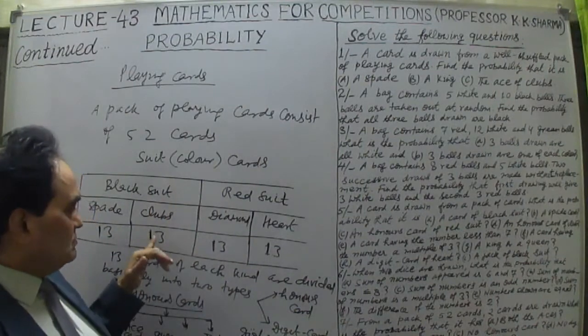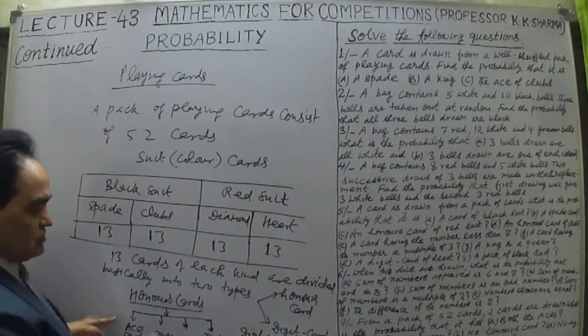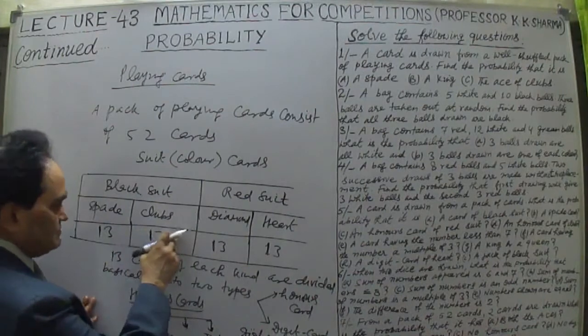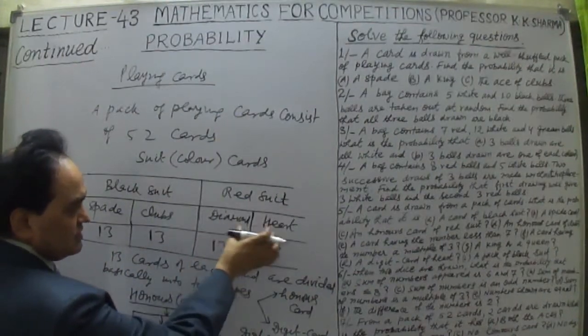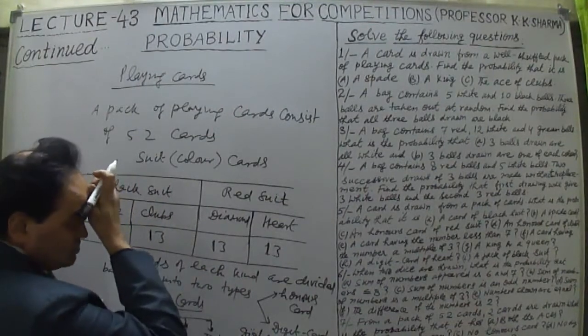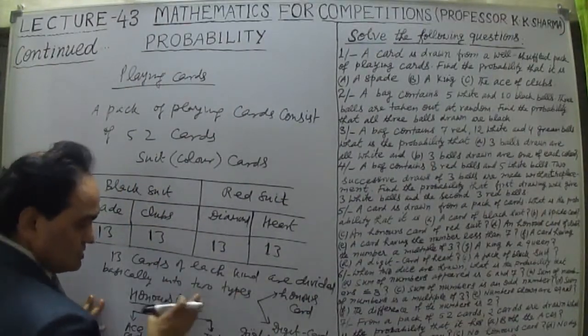All these 13 of spade are of these two types. 13 of clubs are also two types. Diamond, red suit, red heart and diamond, these are also of 13. So they are also two types.